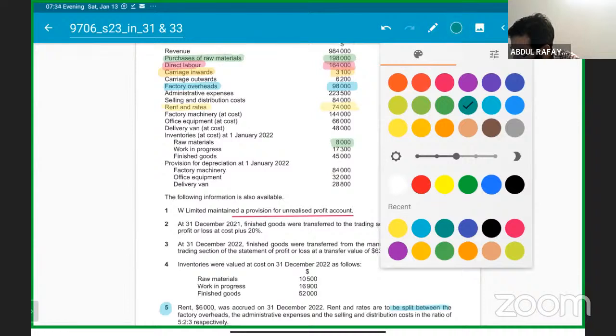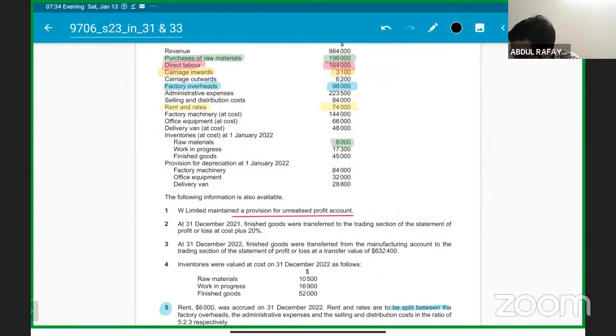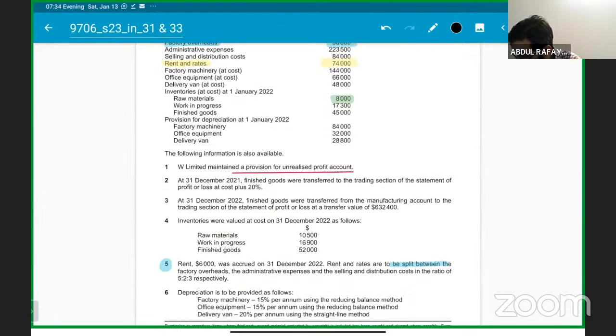Okay, so what we are going to do, that's what we already know that this is 74,000. Rent and rates are 74,000. 6,000 is accrued.